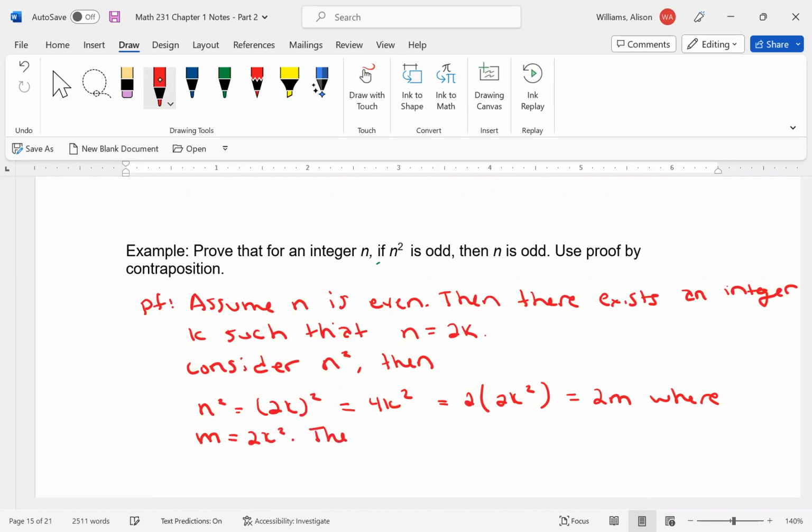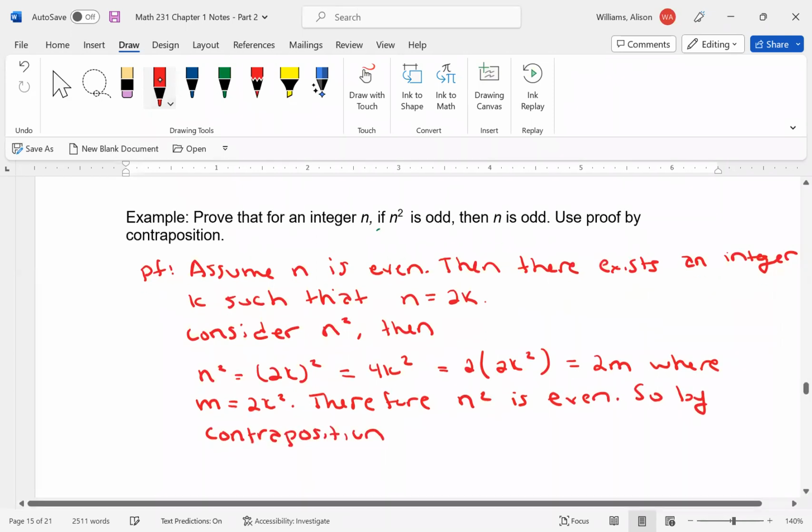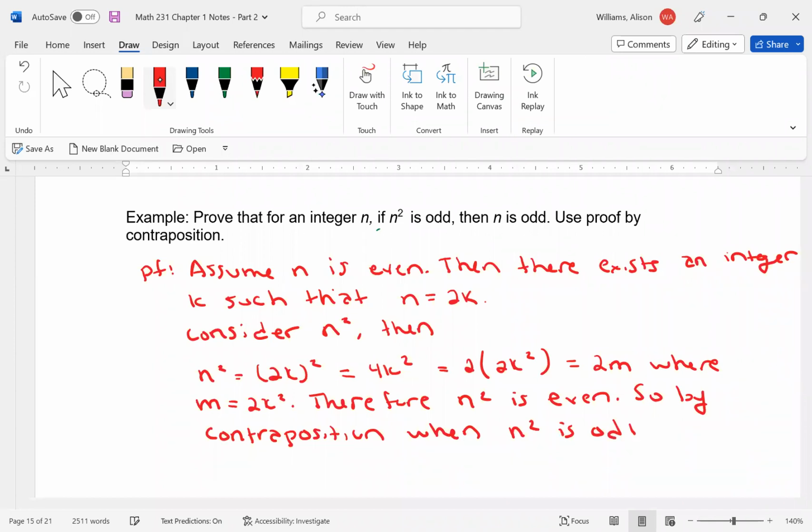Then, or let's say therefore, n squared is even. So by contraposition, when n squared is odd, n is odd. And we're done.